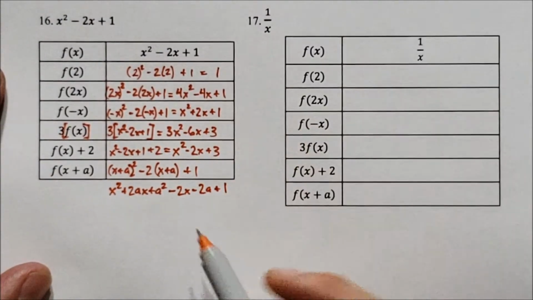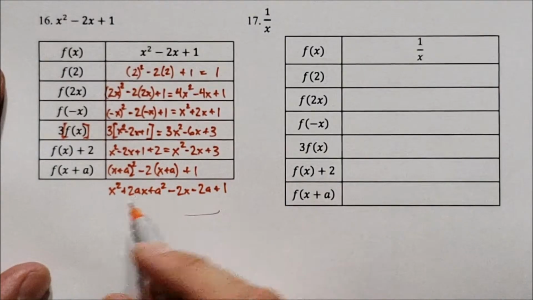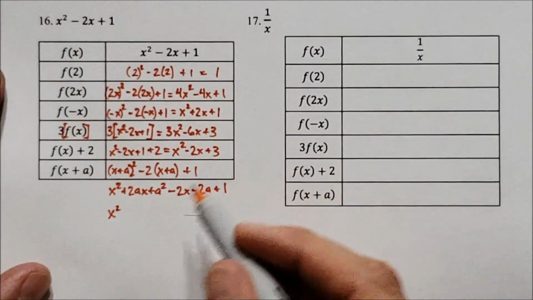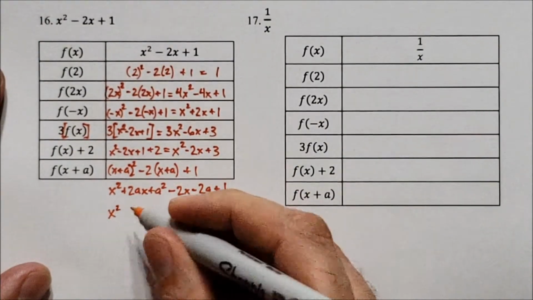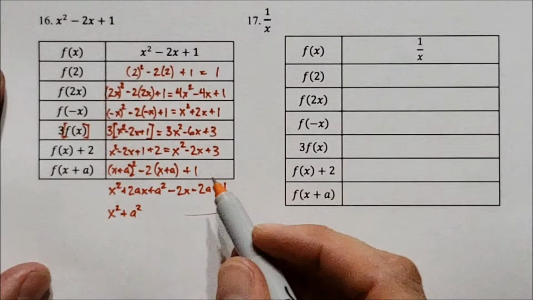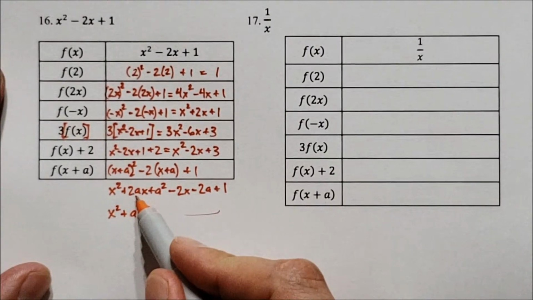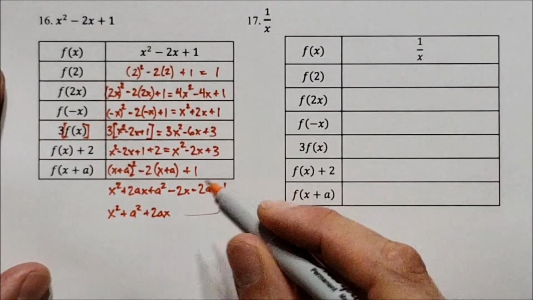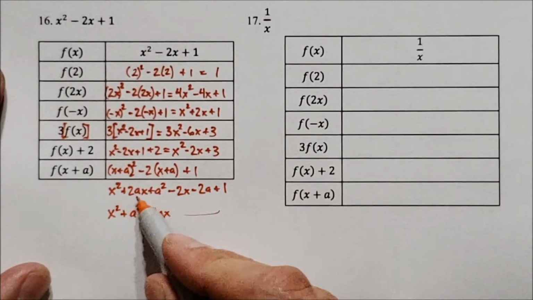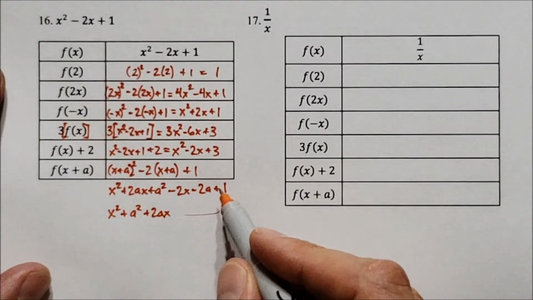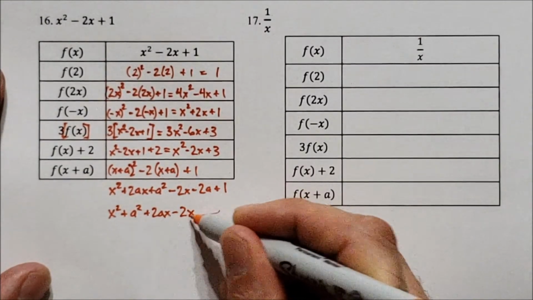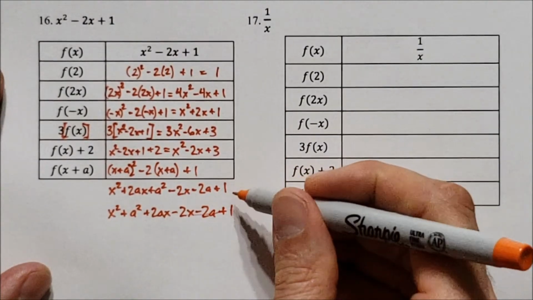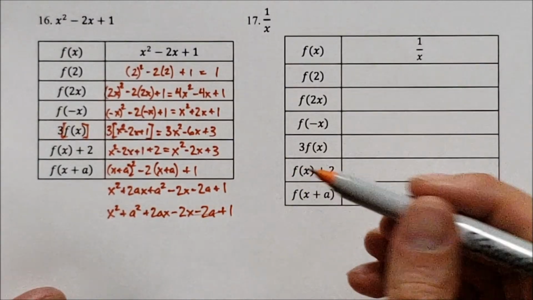Plus 1. We're going to combine like terms and simplify. How many x squareds do I have? Just one, so that's x squared. How about a squareds? Just one a squared, and it's positive, plus a squared. How about the a and x combined? Just the one, so plus 2ax. Let's go with our x's, then our a's. We don't have anything that can be combined, so really it's minus 2x minus 2a plus 1. There was no simplification, we just reordered it a little bit to double check.